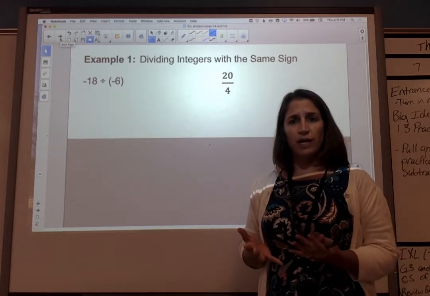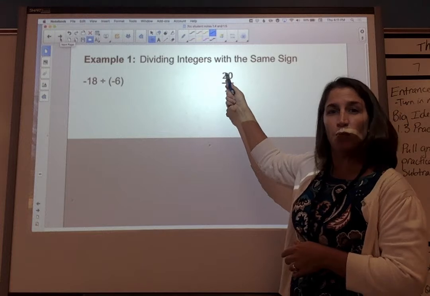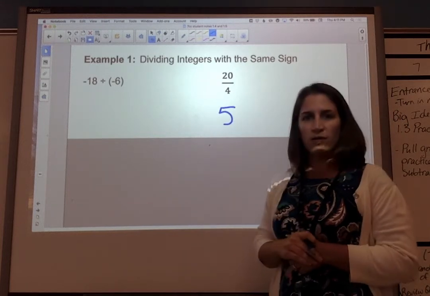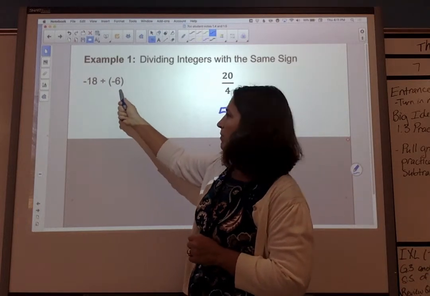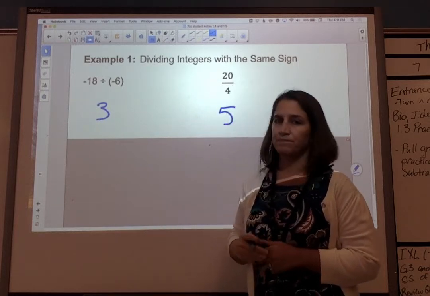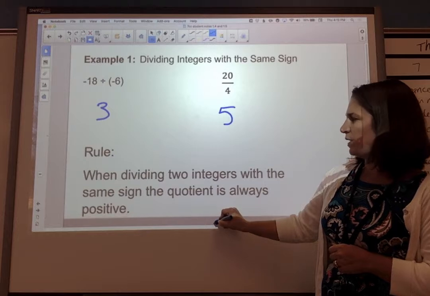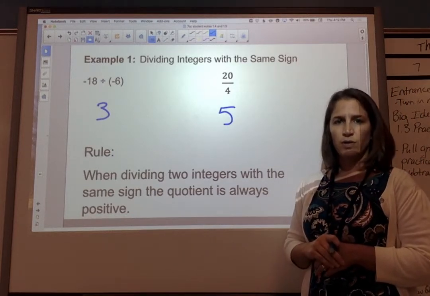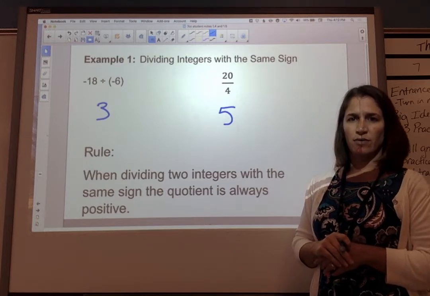Just like for multiplication, we know that when we divide a positive divided by positive, like 20 divided by 4, the quotient that results is positive. And same when we do a negative divided by negative, the quotient is also positive. So when dividing two integers with the same sign, the quotient is always positive. Go ahead and pause and write that down.